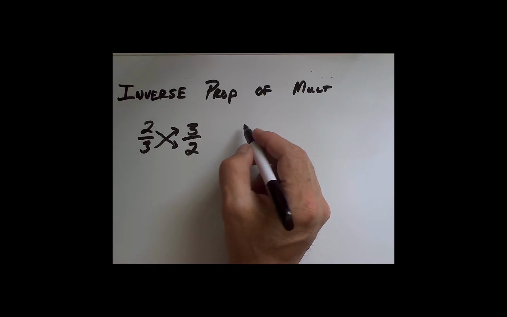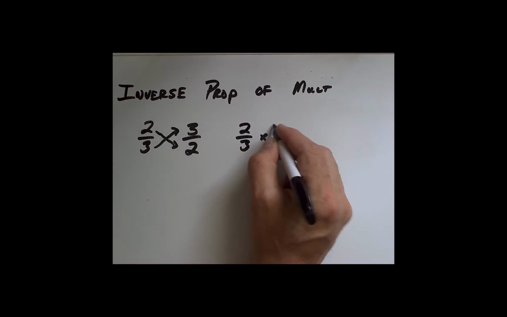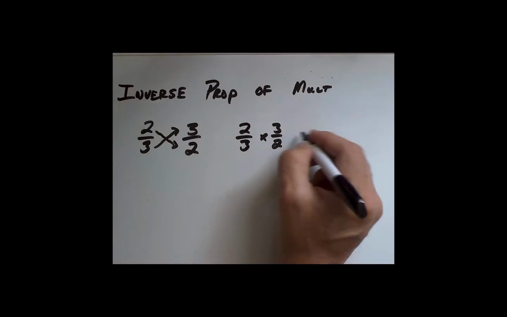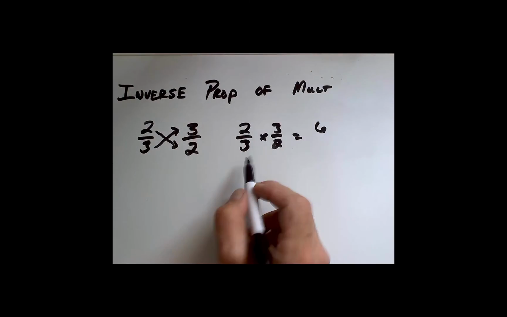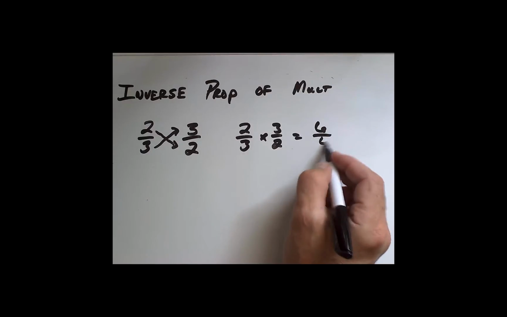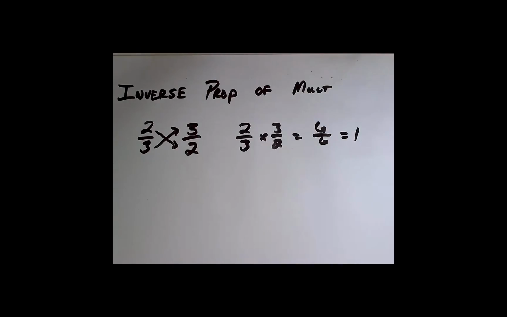Let's take a look and see if that happens. 2/3 times 3/2 equals, well, 2 times 3 is 6, and 3 times 2 is 6, and 6/6 equals 1. So this holds true. 2/3 is inverse to 3/2.